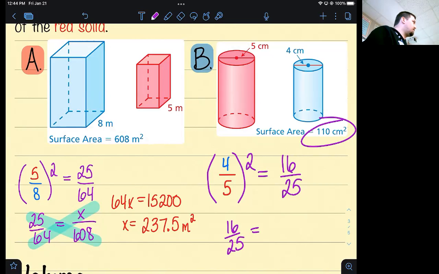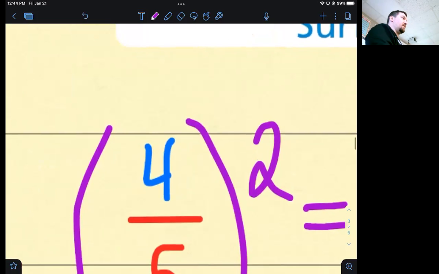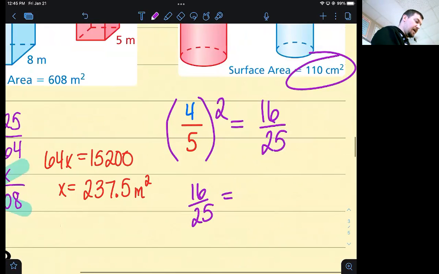Does that make sense? I kind of colored it. So you gave me 4/5, right? 4 was from the blue cylinder, 5 was from the red cylinder. Since the 110 square centimeters is also from the blue, you'd have to put it on top, just like you put this blue 4 on top. Okay, so you should have set it up as 110 on top and then your X down here.